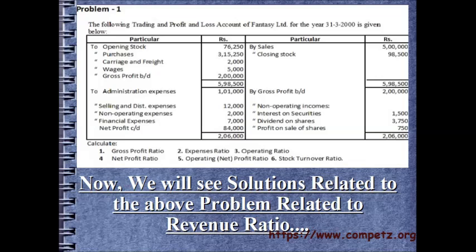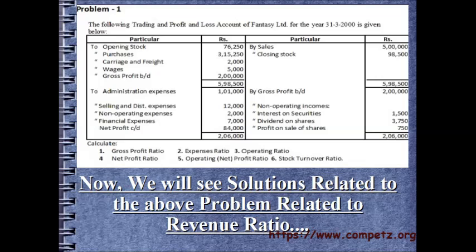We'll start with the profit and loss account or the income statement. In debit side, to administrative expenses, that is your office and administration expenses, is 1,01,000. To selling and distributive expenses is 12,000. To non-operating expenses 2,000. To financial expenses 7,000.